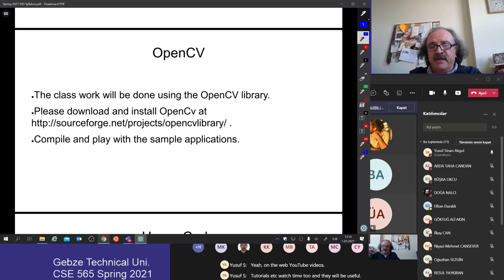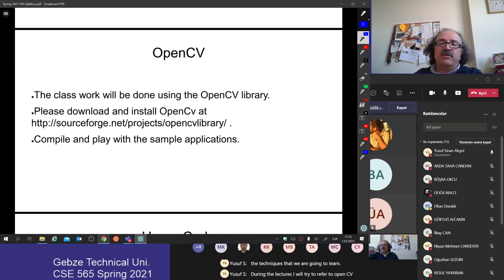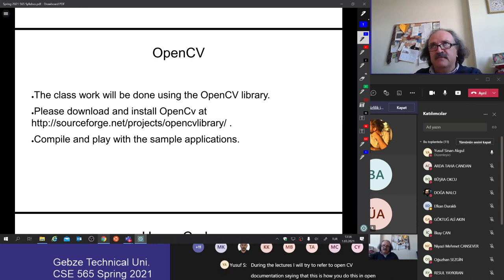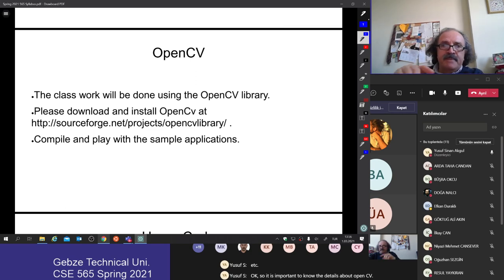And from time to time, when I talk about the techniques that we are going to learn during the lectures, I will try to refer to the OpenCV documentation, saying that this is how you do this in OpenCV. These are the parameters, and that's the meaning of that parameter, etc. So it is important to know the details about OpenCV. Good.